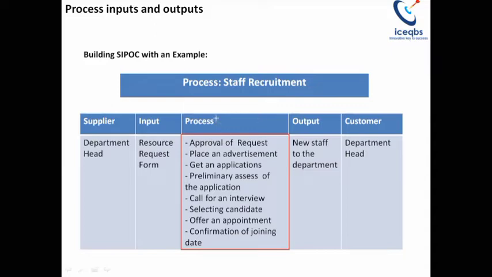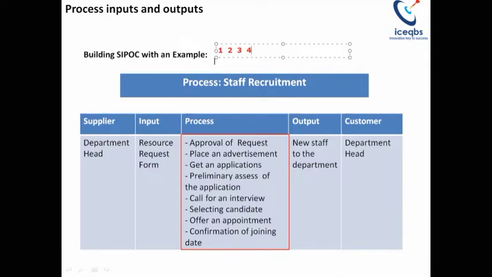Okay, now you can use this information in such a way that, for example, the objective of the project is to reduce the turnaround time for the recruitment. So you know the first process is receiving the resource request form. That is the first step. Then the second process is the approval of request. Third is getting an application. Fourth is the preliminary assessment of the application. By that you can create the different sub-processes, and then you can write when each process was started and when it ended.